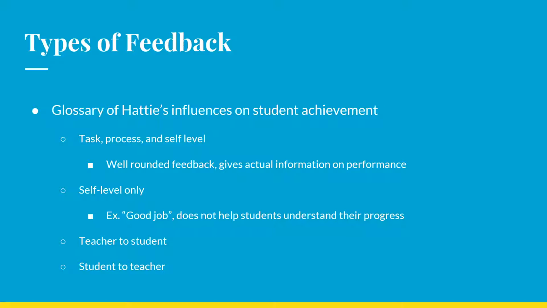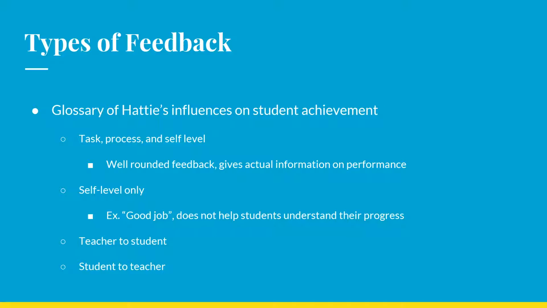Within the feedback section, it talks about some different types, and the first one would be task, process, and self-level feedback. What this does is it gives students a well-rounded amount of feedback, and it talks about the actual information on their performance level. For example, if you're talking about a student's essay, you can say, oh, you did a great job writing this paragraph, or this paragraph needs a little bit of work on your sentences, or various things like that.